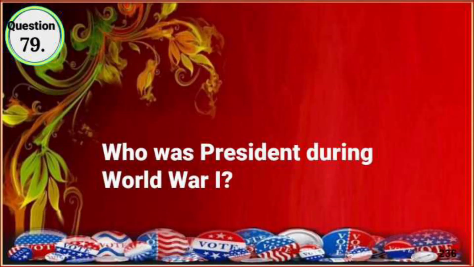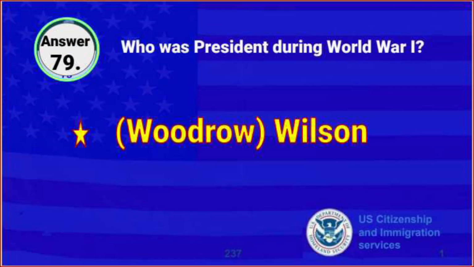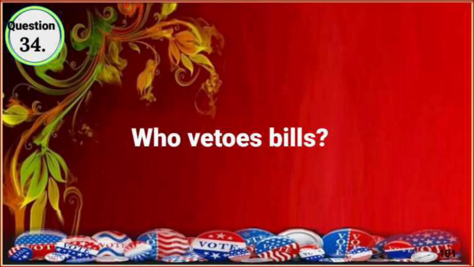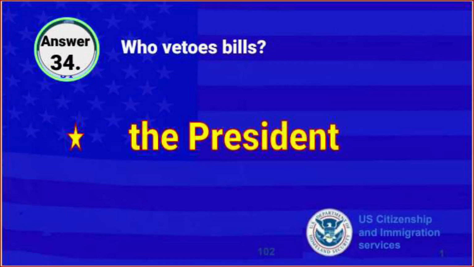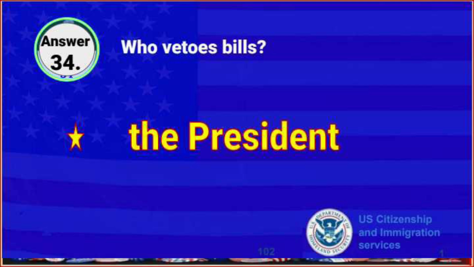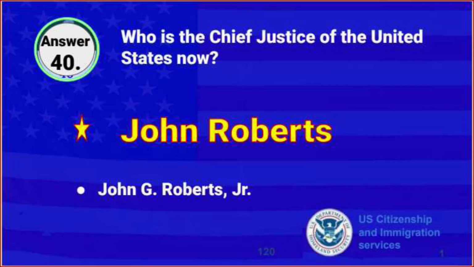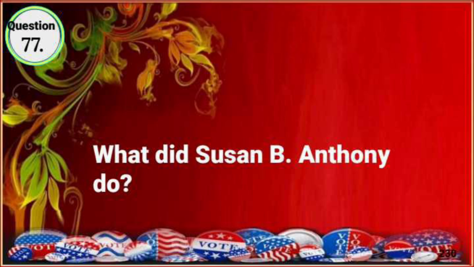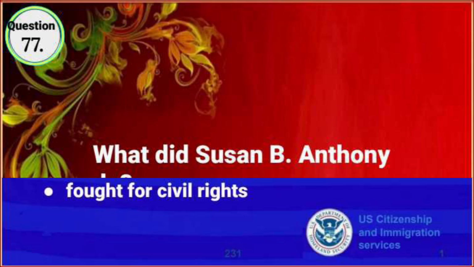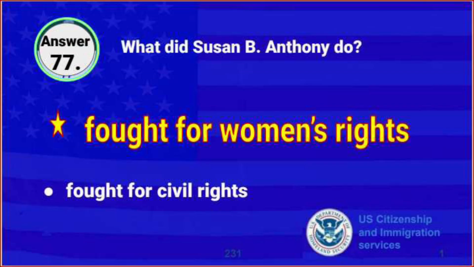Who was president during World War I? Woodrow Wilson. Who vetoes bills? The President. Who is the Chief Justice of the United States now? John Roberts. What did Susan B. Anthony do? Fought for women's rights.